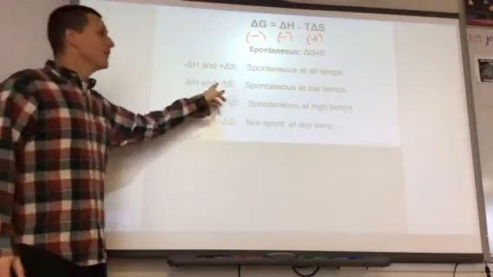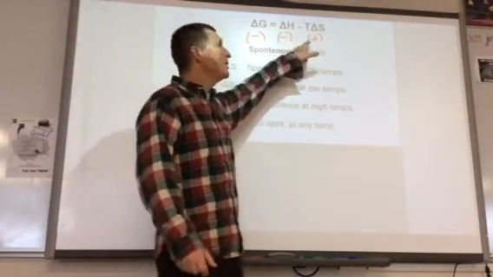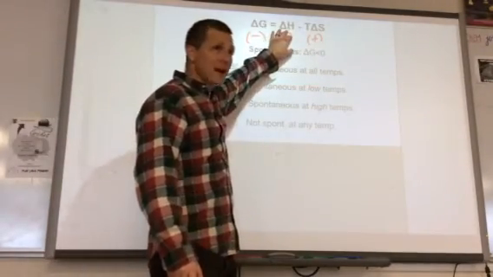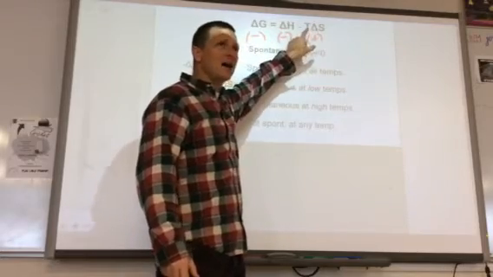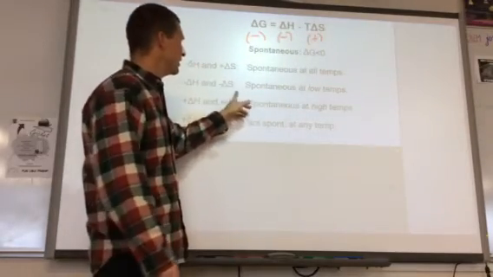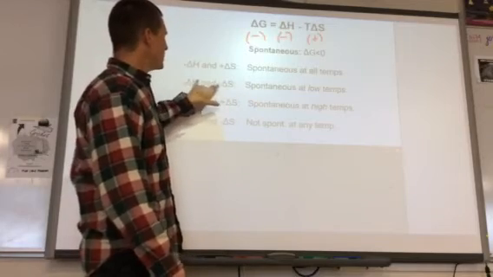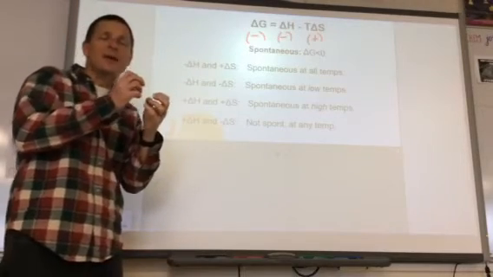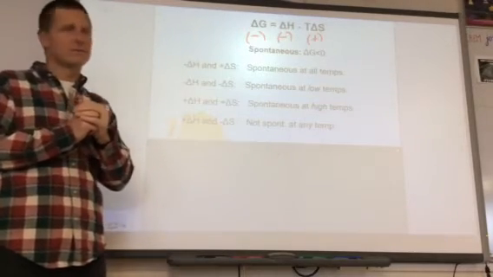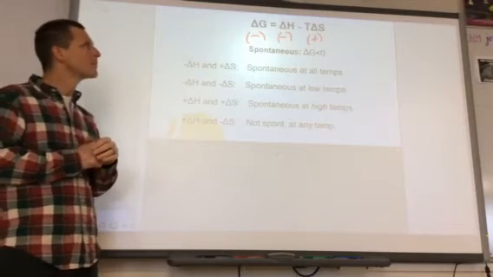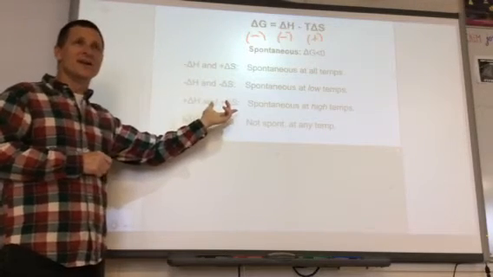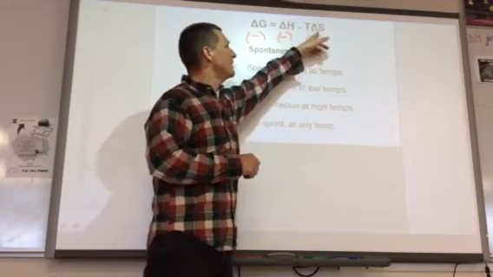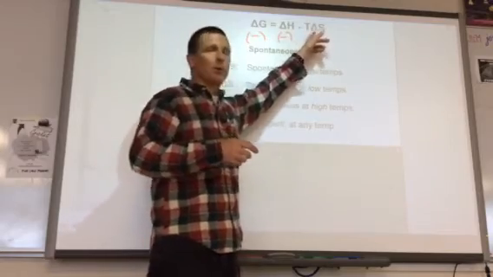Now, if both delta H and delta S are negative, delta H is favorable but delta S is unfavorable. So we want the delta H term to dominate, and we would want a low temperature, so that the delta S term is minimized. If both are positive, then delta H doesn't favor delta G, but delta S does. So we want the delta S term to be dominant, and therefore we would want a high temperature.